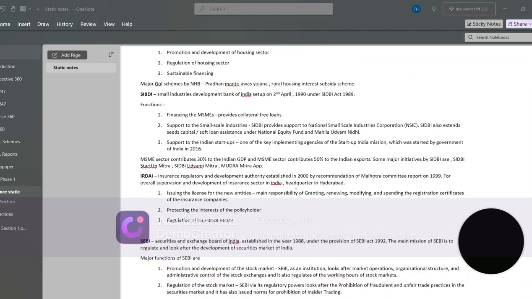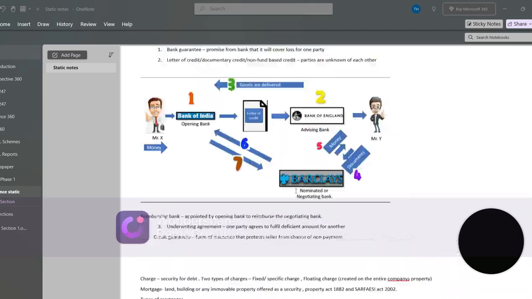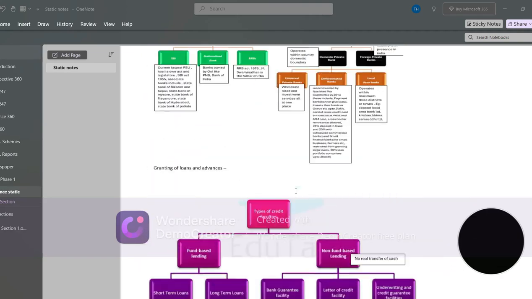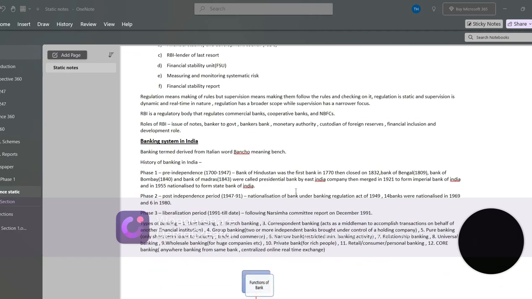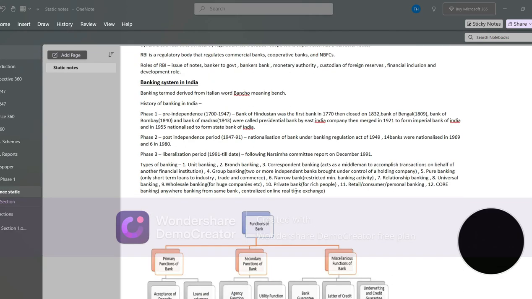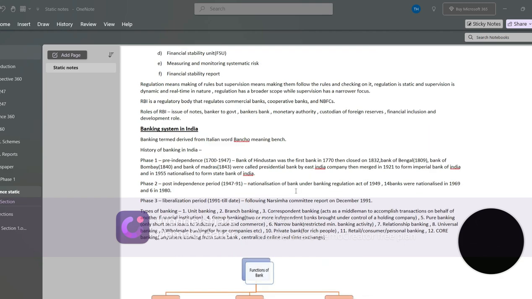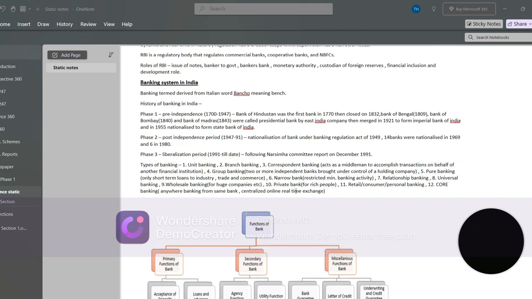Hello everyone. In this chapter, I am going to teach you about the banking system of India. So, the word banking was derived from the Italian word banco, meaning bench.